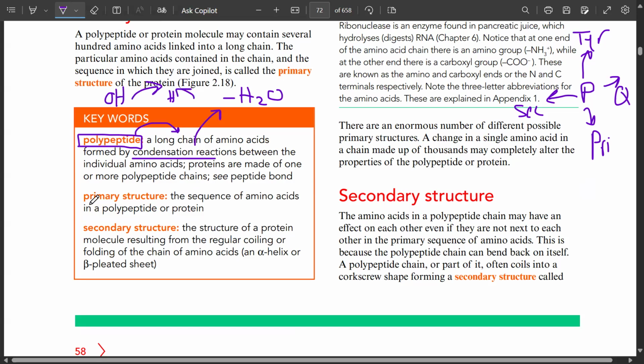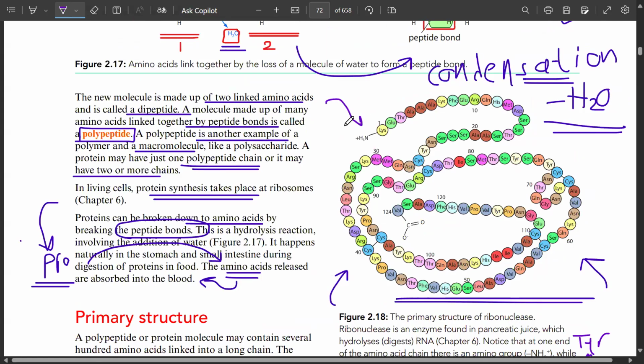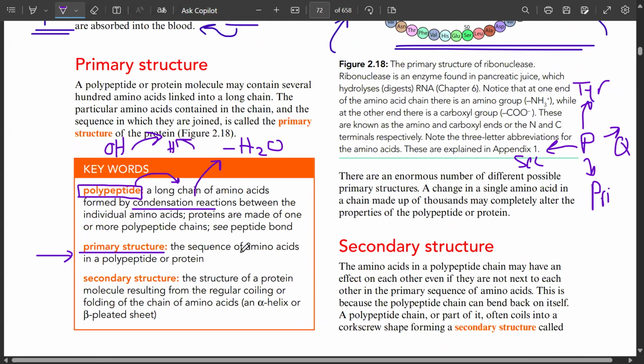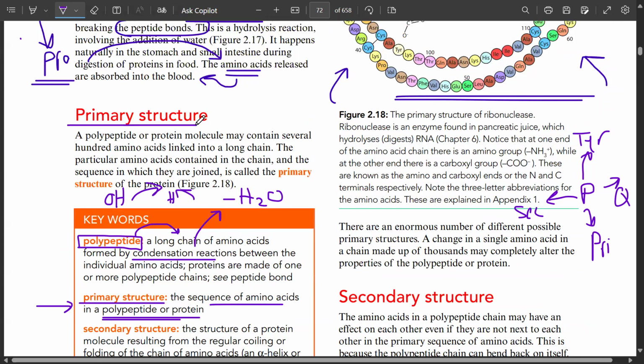Primary structure is the very basic structure of proteins that we have already seen over here as well. It's a simple chain of molecules. Primary structure is the sequence of amino acids in a polypeptide or protein. And you can see that in a primary structure, a polypeptide or protein molecule may contain several hundred amino acids linked into a long chain. The particular amino acids contained in the chain and the sequence in which they are joined is actually known as the primary structure of the protein.